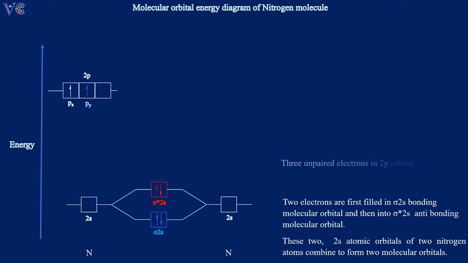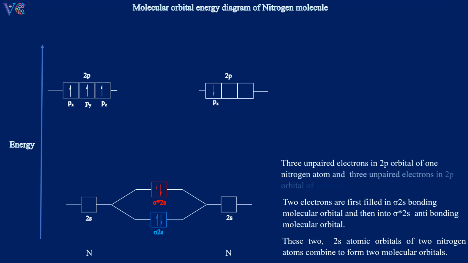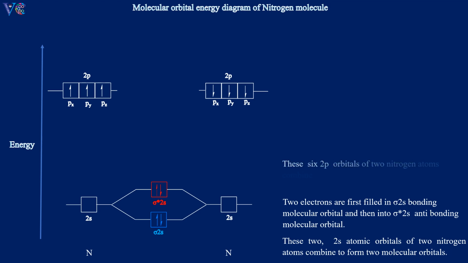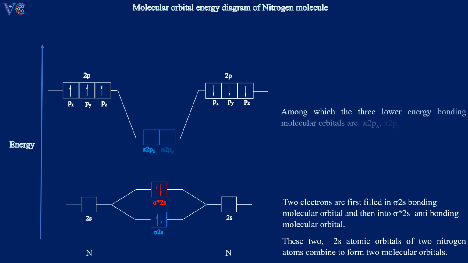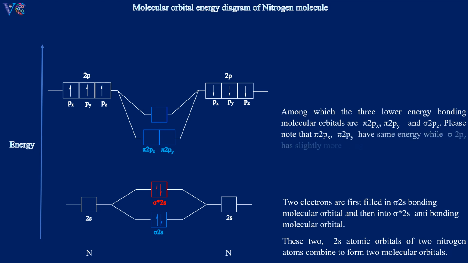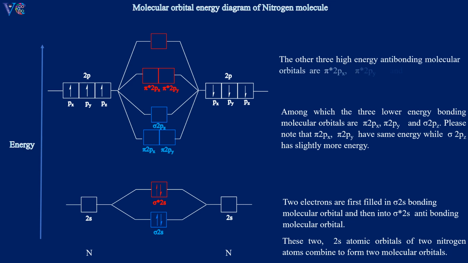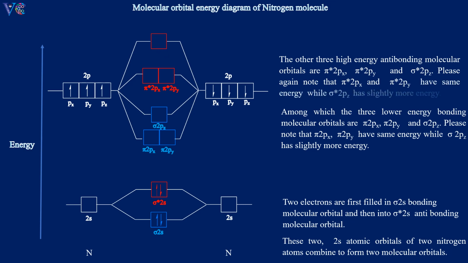3 unpaired electrons in 2p orbital of one nitrogen atom, and 3 unpaired electrons in 2p orbital of another nitrogen atom. These 2p atomic orbitals of 2 nitrogen atoms combine to form 6 molecular orbitals, among which the 3 lower energy bonding molecular orbitals are pi 2px, pi 2py and sigma 2pz. Please note that pi 2px and pi 2py have same energy, while sigma 2pz has slightly more energy. The other 3 high-energy antibonding molecular orbitals are pi star 2px, pi star 2py, and sigma star 2pz. Please, again note that pi star 2px and pi star 2py have same energy, while sigma star 2pz has slightly more energy.